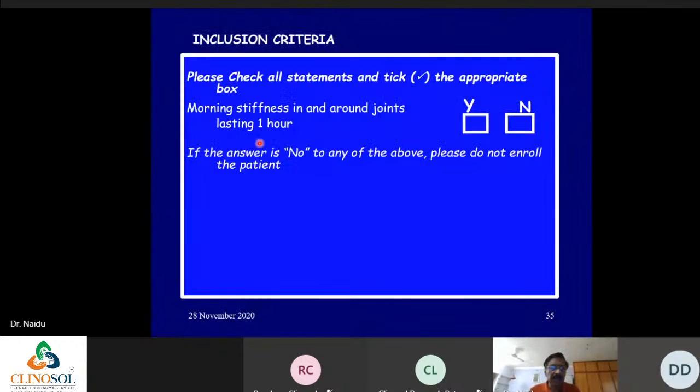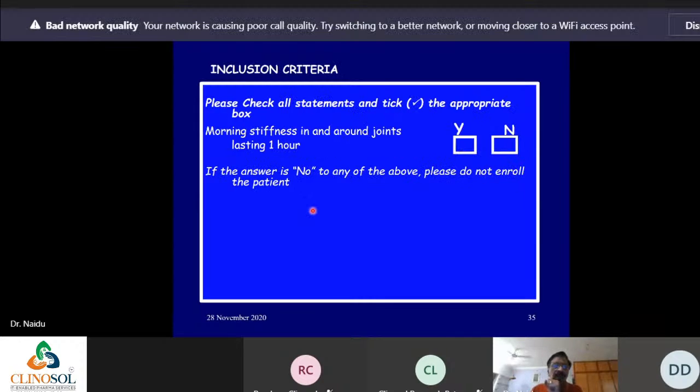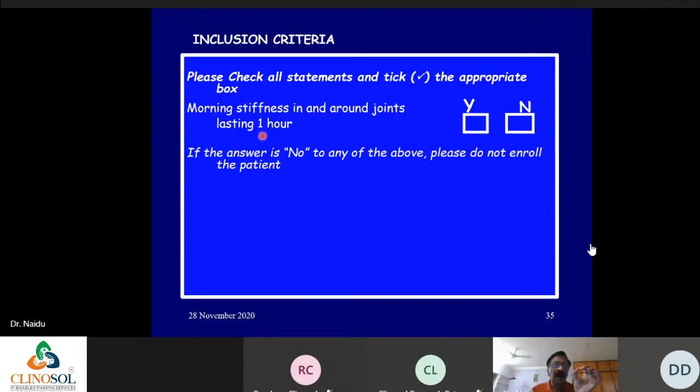Inclusion criteria: please check all the statements and tick the appropriate box. Morning stiffness is very commonly checked when you are evaluating a drug for rheumatoid arthritis. Ask him to put a tick or not. If the answer is no to any of the above, please do not enroll the patient, because my requirement is that if the patient is having morning stiffness, he meets my inclusion criteria. Otherwise, I am not supposed to include him.